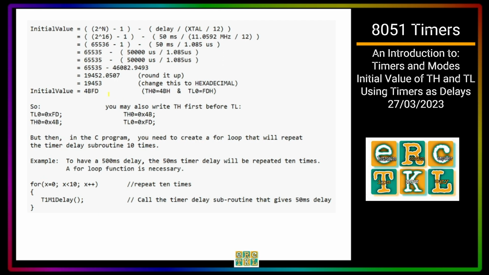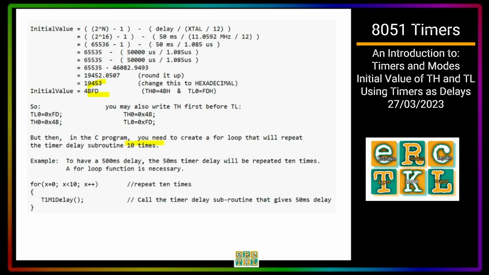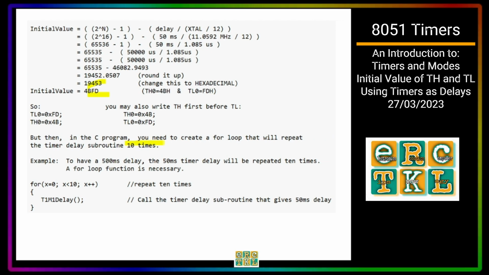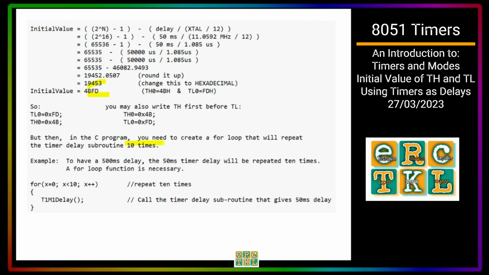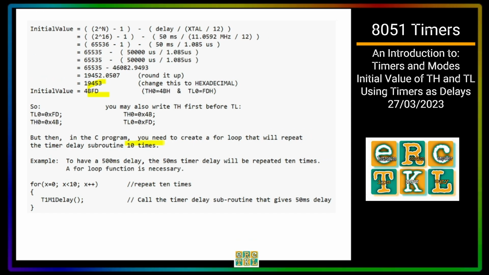Okay. Now, what I'll just do is multiply this 10 times. Correct? Listen to me, this is difficult. I will make a for loop, but 0 less than 10. Can you follow? Look, my question is 500. You calculate it, it becomes negative. So what's the solution? Make it 50 milliseconds, you get 4BFD again, but then you have to repeat it 10 times. So in your program, you will do something like this: for x equals 0, x less than 10, call the delay. But of course, this is not a good solution.